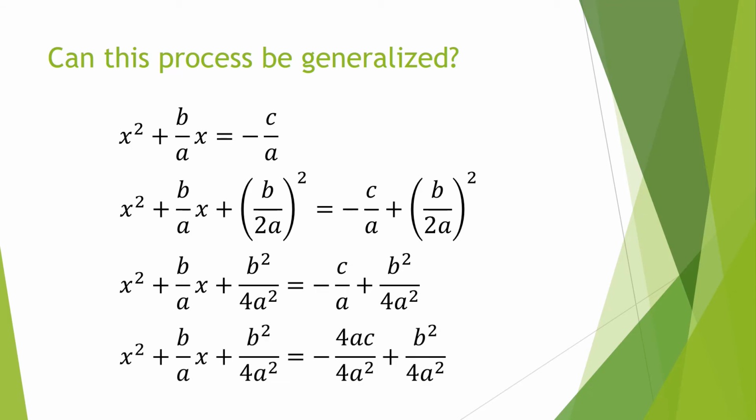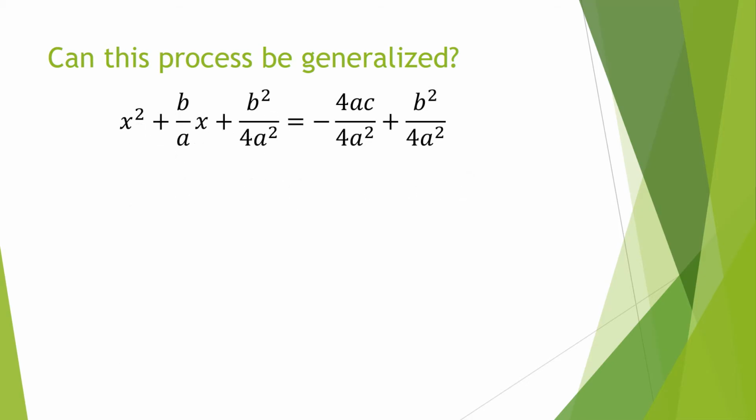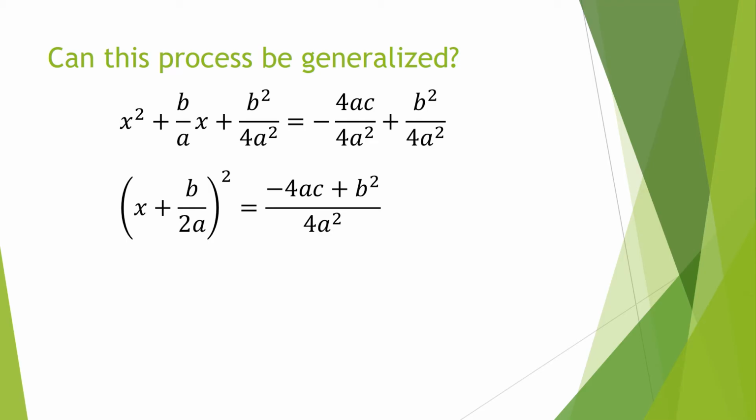Then on the right side, the minus c over a, we need to get a common denominator, and we would multiply the top and the bottom of that negative c over a by 4a in order to get a common denominator. So we get on the right side negative 4ac over 4a squared plus b squared over 4a squared. So we can now add those two fractions on the right side so that it looks like this. Negative 4ac plus b squared, all of that over 4a squared.